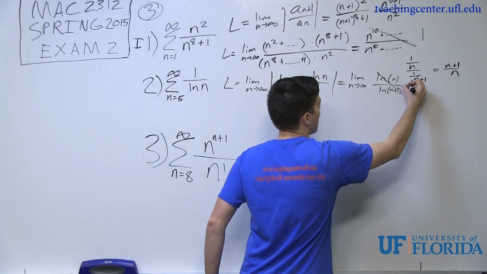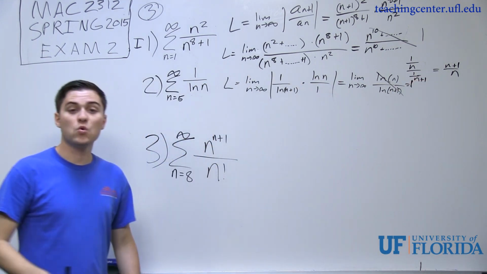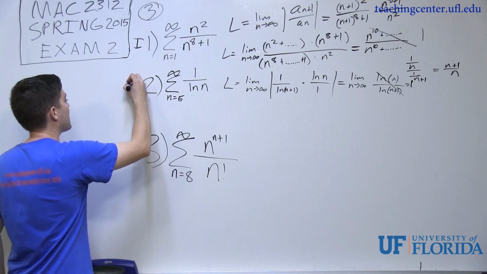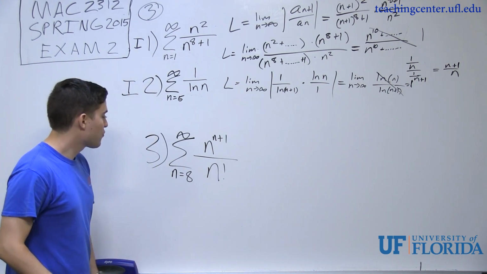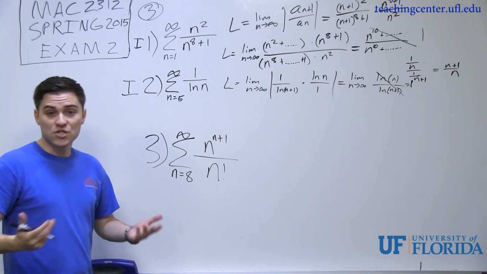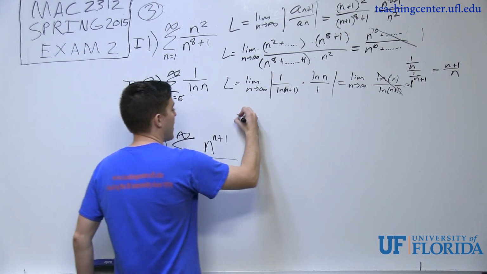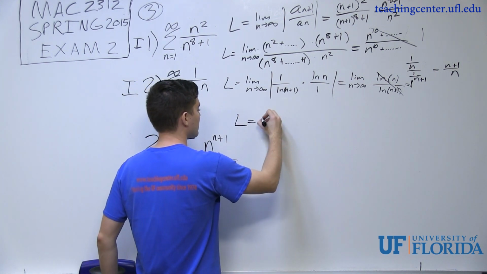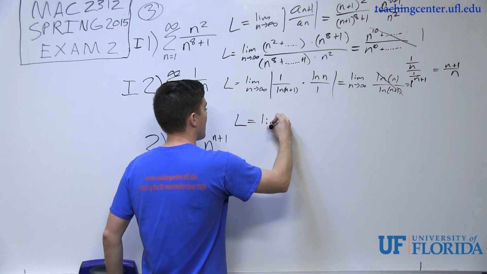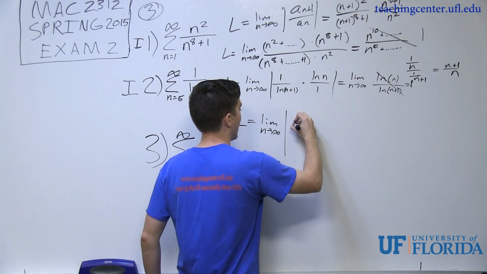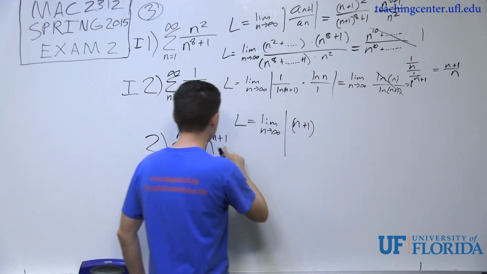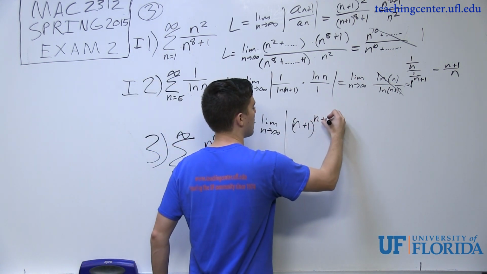So, in this case, my final result for L is equal to 1 for this one as well. That means that the ratio test is still inconclusive. Number 3. So for number 3, again, just apply the ratio test to it. So L is equal to the limit as n approaches infinity of n plus 1 to the n plus 2.